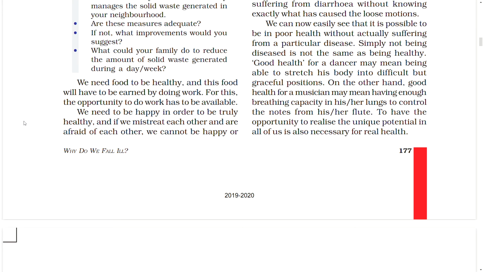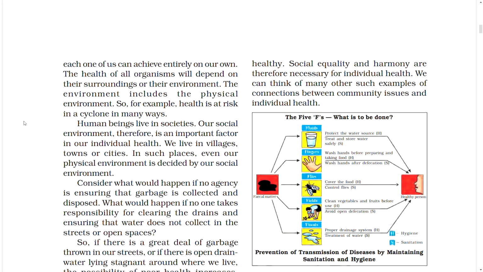We need food to be healthy, and this food will have to be earned by doing work. For this, the opportunity to do work has to be available. We need to be happy in order to be truly healthy. And if we mistreat each other and are afraid of each other, we cannot be happy or healthy. Social equality and harmony are therefore necessary for individual health. We can think of many other such examples of connections between community issues and individual health.